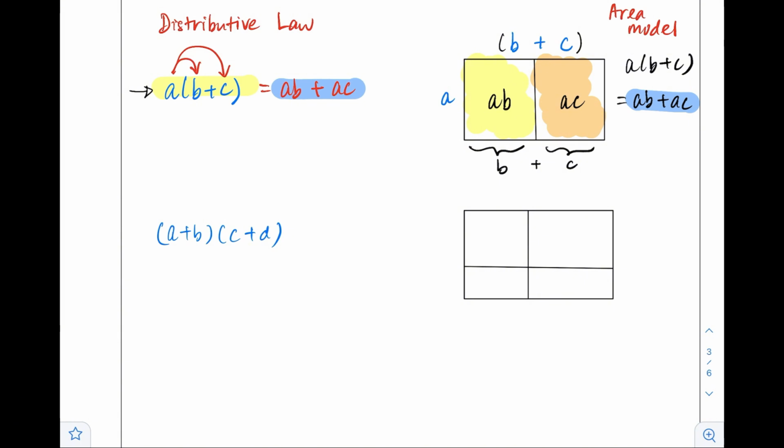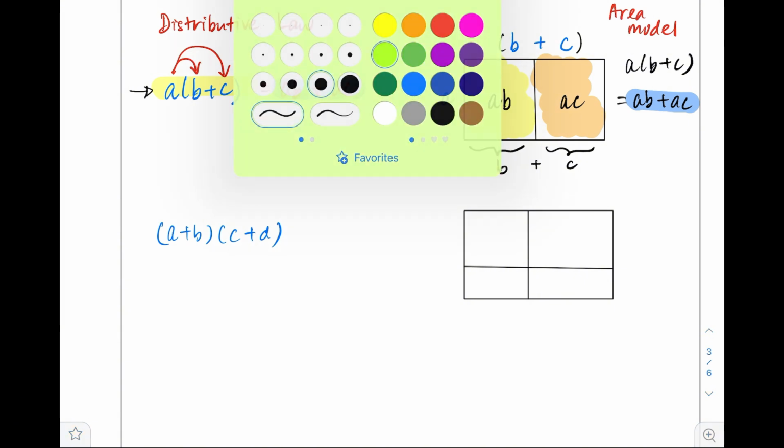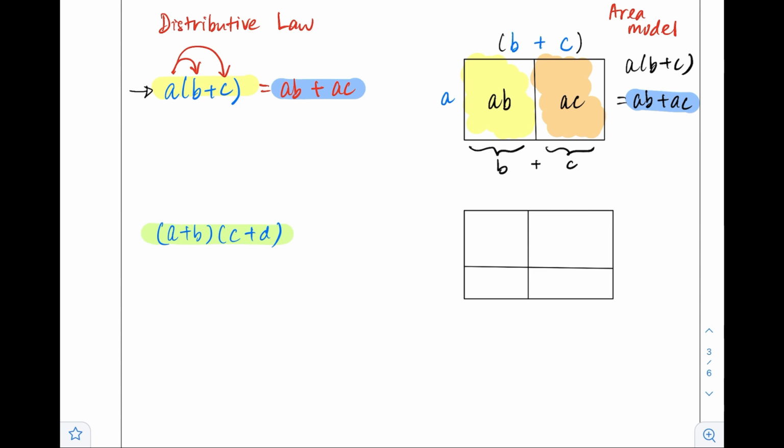Okay, so let's try to think of this product (a plus b) times (c plus d) using the area model first. So if I think of it using the area model, then I can think of the breadth being a plus b and the length being c plus d. So finding the area of (a plus b) times (c plus d) is the same as finding the area of this rectangle over here.